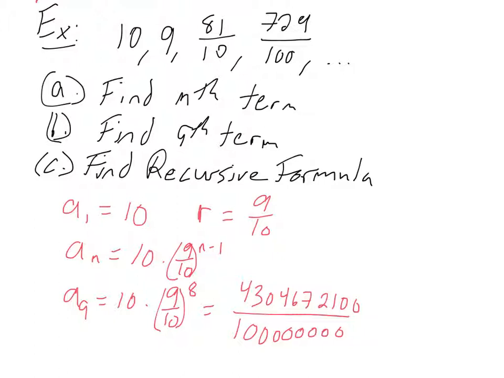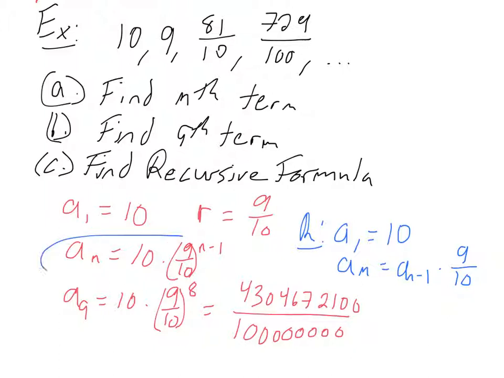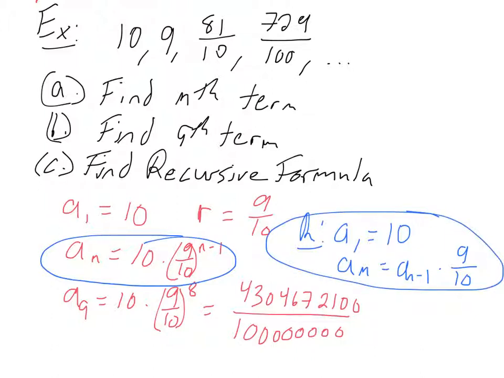And the recursive formula for this whole thing is going to be, well, a sub 1 is equal to 10, and a sub n is going to be equal to a sub n minus 1 times 9/10. So that's the recursive formula. So we have the explicit formula, the recursive formula, and the ninth term for this particular geometric sequence.